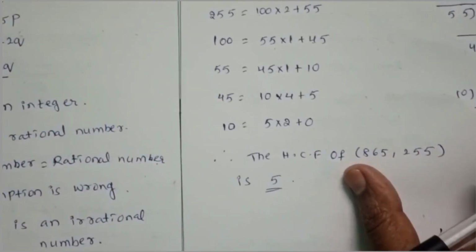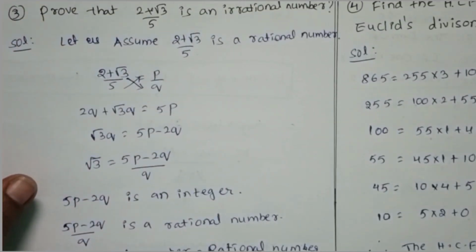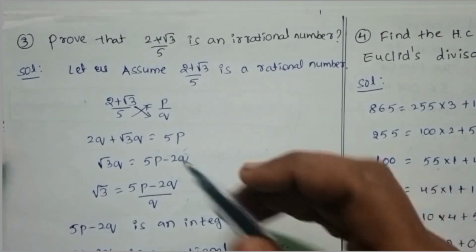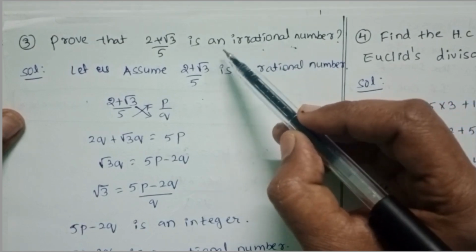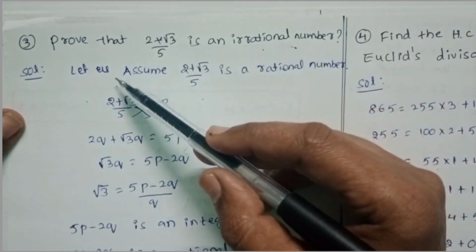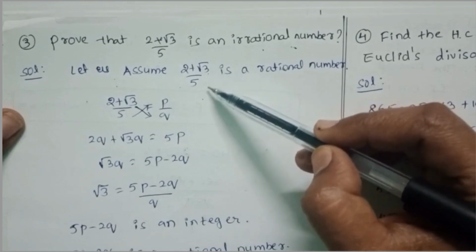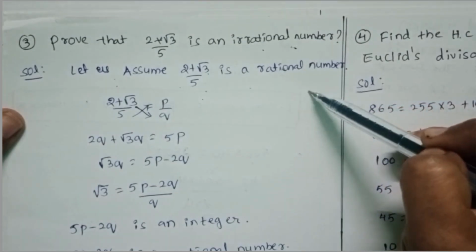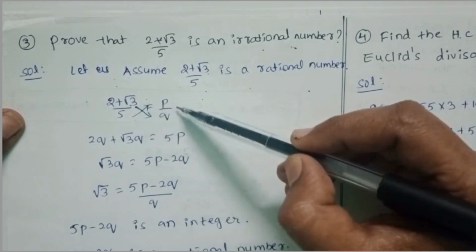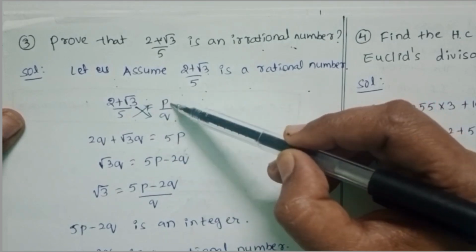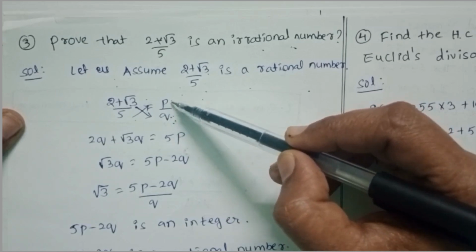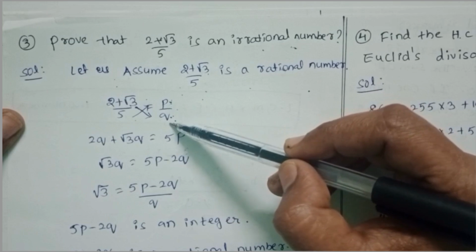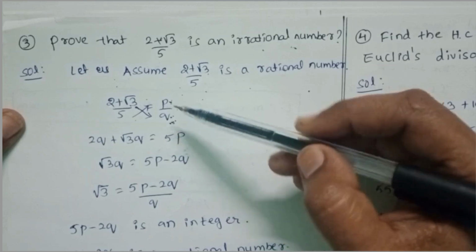Next question. Prove that 2 plus root 3 by 5 is an irrational number. To prove these questions, first we need to assume that 2 plus root 3 by 5 is a rational number. 2 plus root 3 by 5 is equal to P by Q, where P and Q are co-primes, that is HCF equal to 1, and Q is not equal to 0.